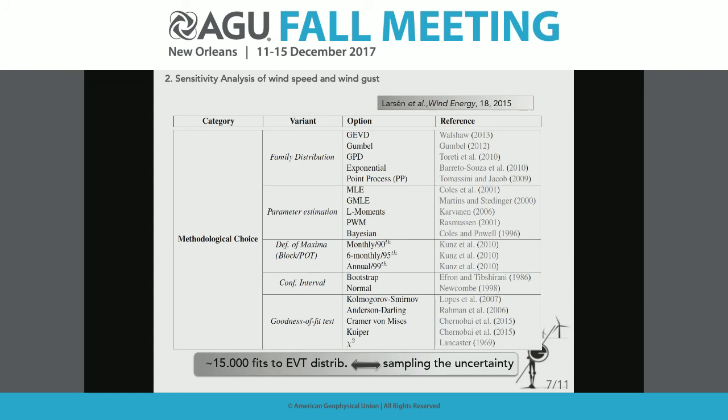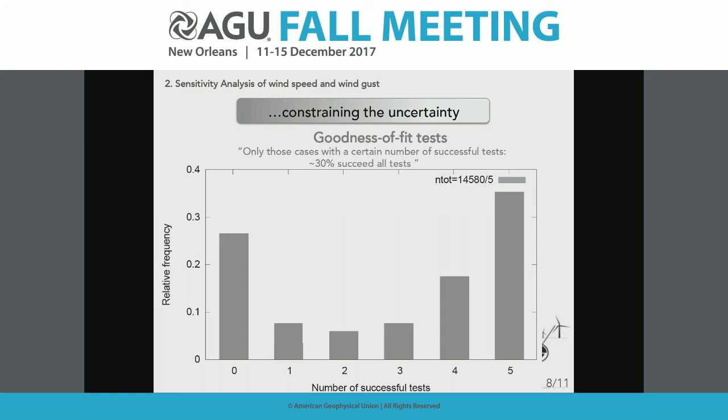So considering all these possibilities and combining them all together over our whole data set, we finally produce almost 15,000 fits. This is what we call sampling the uncertainty as much as possible. Now we have to do something with it. We have to constrain it. Constraining here means that we do not want to keep all these fits that are not reliable, because how reliable the estimates of wind return levels are afterwards depends on the quality of the fitting.